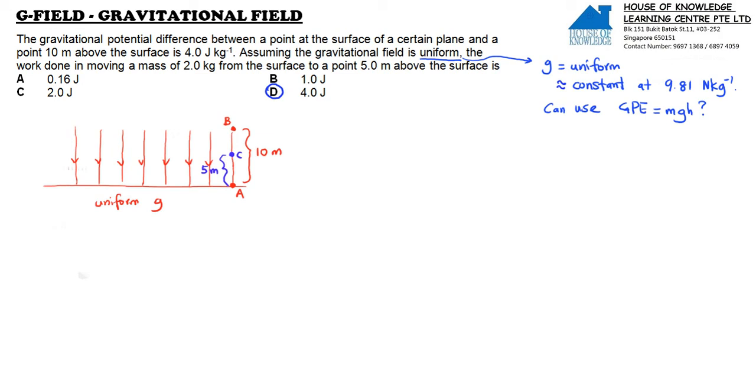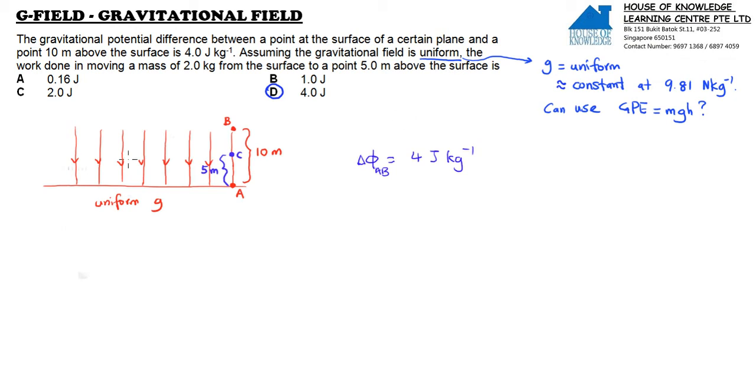In the first statement, the question said that the gravitational potential difference between the surface of the Earth, A, to 10 meters above the ground, at point B, is 4 joules per kilogram. So let's say the potential difference between A and B is 4 joules per kilogram. Now, assuming the gravitational field is uniform, what is the meaning of uniform?